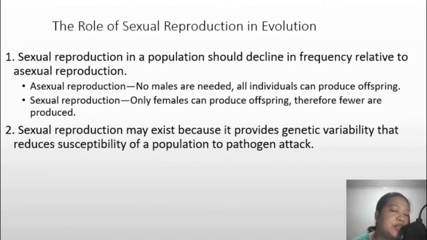So, what is the role of sexual reproduction in evolution? Sexual reproduction in a population should decline in frequency relative to asexual reproduction. In asexual reproduction, no males are needed, and all individuals can produce new offspring. In sexual reproduction, only females can produce offspring, therefore fewer are produced. Sexual reproduction may exist because it provides genetic variability that reduces susceptibility of a population to pathogenic attack.